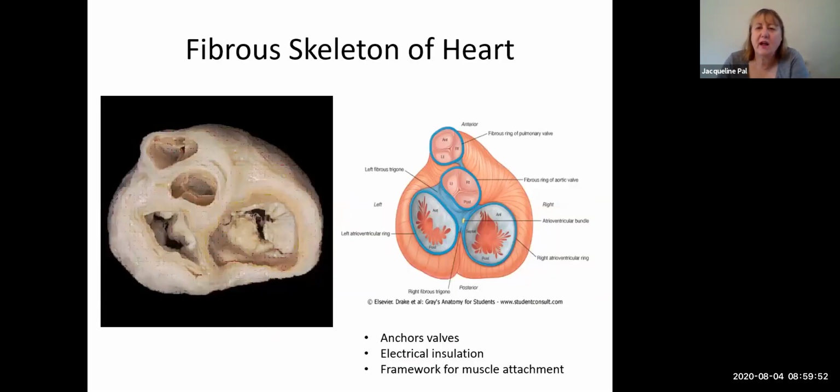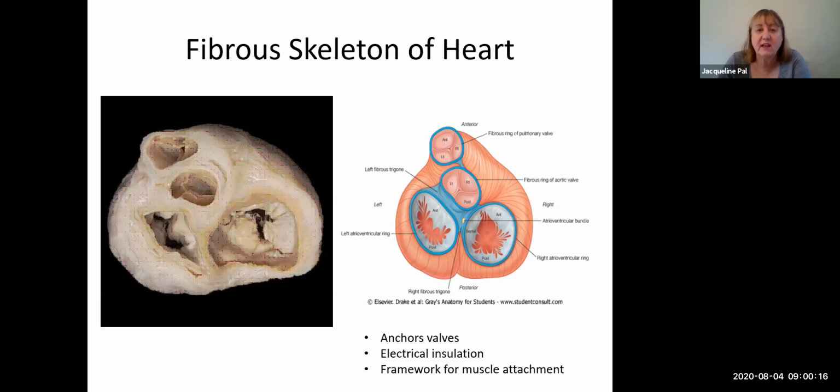And the reason why I like that picture on the right is it helps me explain to you something known as the fibrous skeleton of the heart, which is found at that level that contains the 4 valves. And this fibrous skeleton is dense connective tissue. It's not muscle, and it does 3 very important functions.